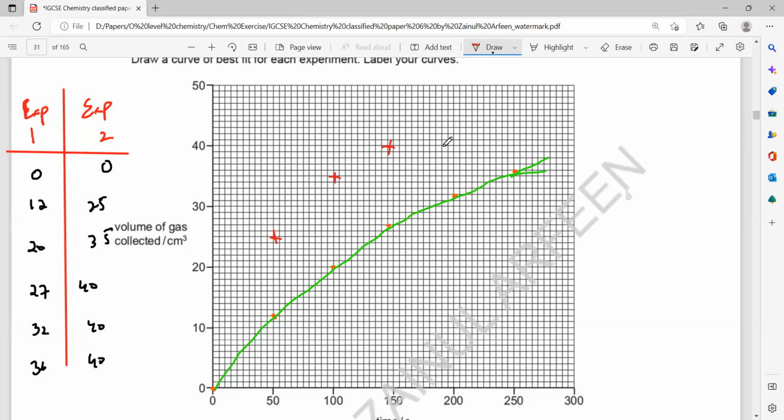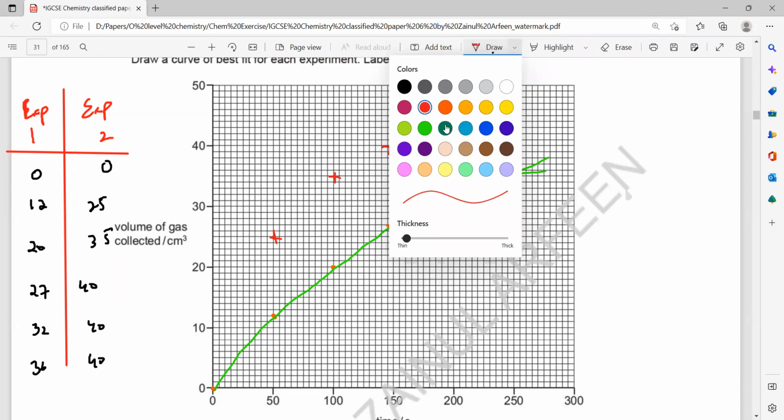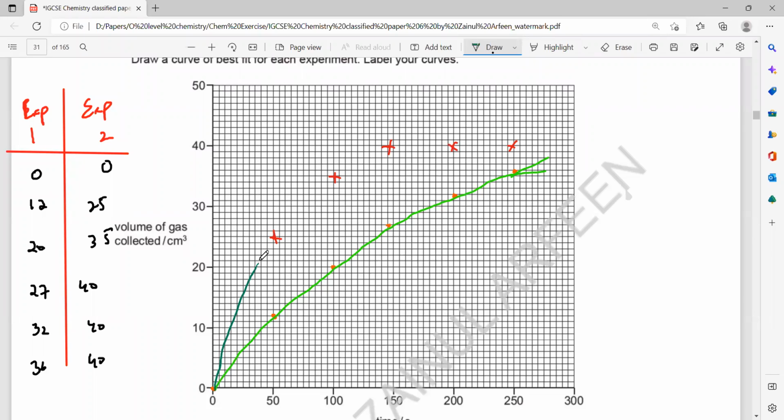Then at 200 we have 40. It was 25, 35, then 40, then 40. So it will be 40 again, then it will be 40 again. And when we draw the graph, these are the two graphs.